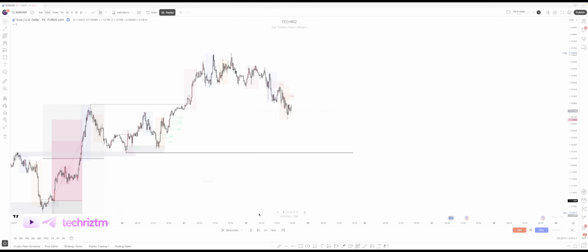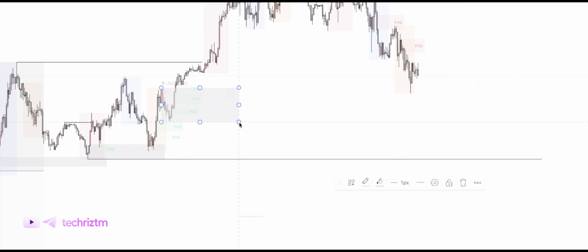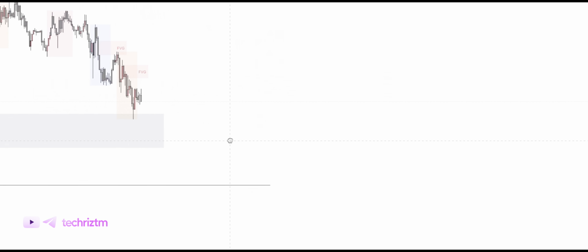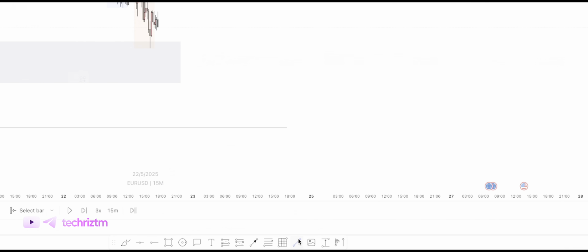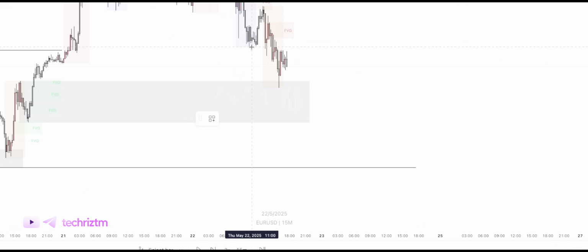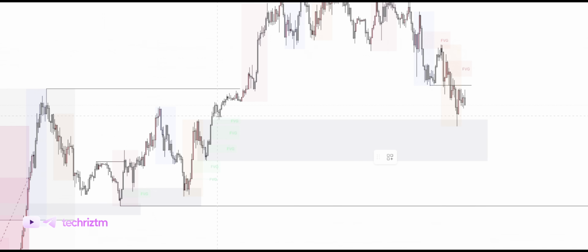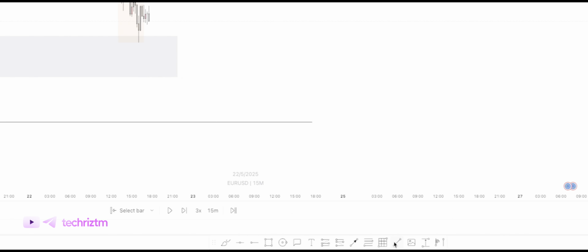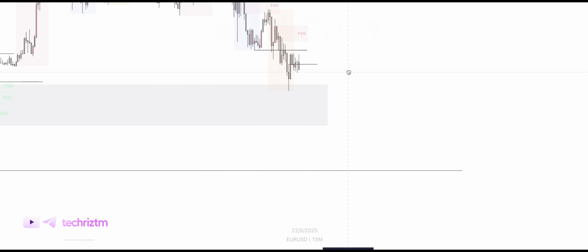Okay, I think price has even come into a demand. Price has come into a demand here. This is a demand that was left behind when price mitigated that breaker block. Price has come into a demand, and price has swept the London low. And not just that, this demand also has an inducement, very valid and very clean demand, right? And price has engulfed this mitigated source candle that mitigated the range, right?